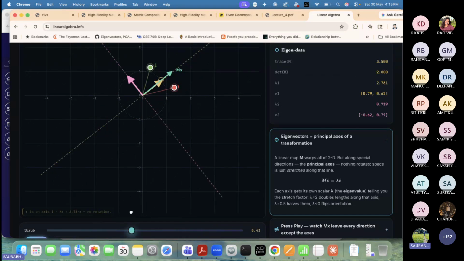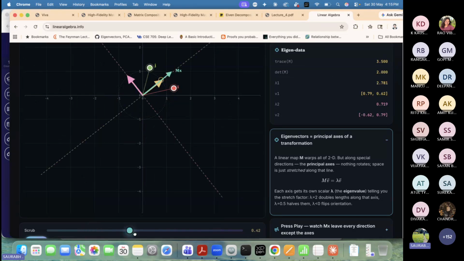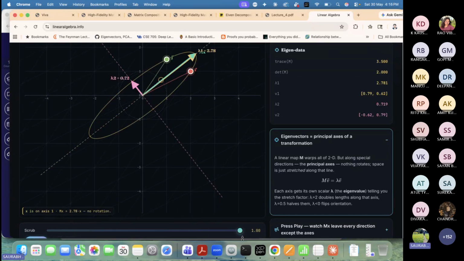If the eigenvalue is positive, then they will get scaled. If the eigenvalue is negative, they will get diminished. If you see, actually it is small, not negative, but 0.72. That's why the length is getting changed, the shortening of length is what you are seeing right now, right? Good. Until here, everything is good.